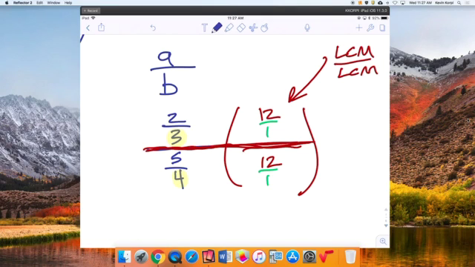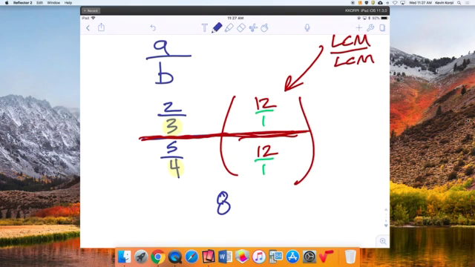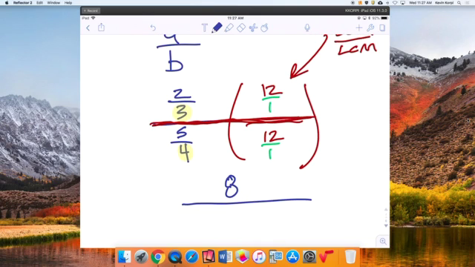Instead of multiplying first, we want to divide, which is going to be more important when we have variable expressions like quadratics and stuff. So what is 12 divided by 3? 4. And then what is 4 times 2? 8. So that becomes your new numerator. Divided by, and we do the same thing in the bottom, 12 divided by 4 is 3. 3 times 5 is 15. And you're done.